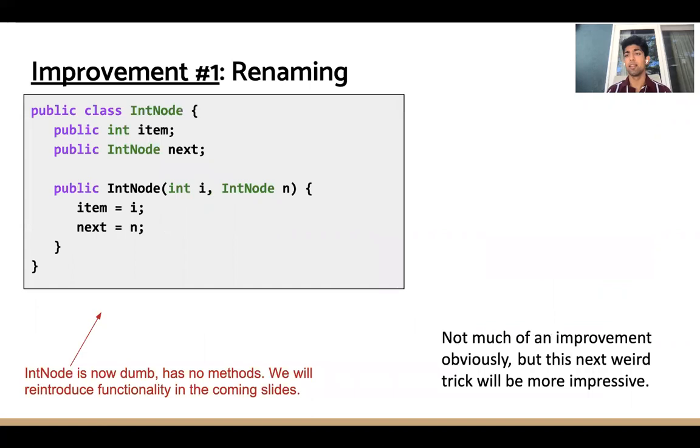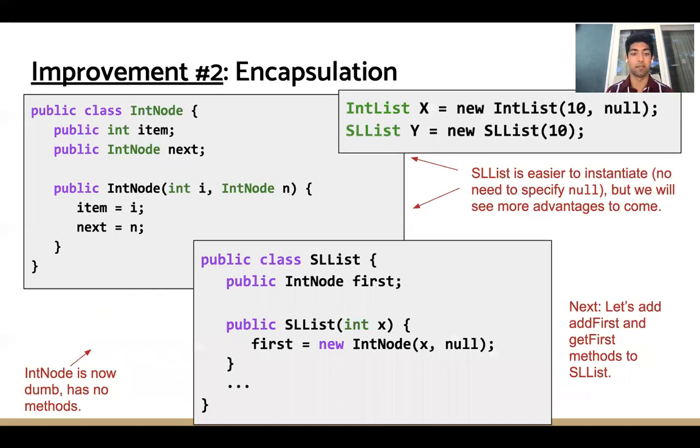So before we get to an SL list, let's first make one small improvement and rename the int list class to int node, okay? The int node is very minimalistic. It doesn't have any methods, and we will see the functionality on this slide, okay? So this slide is very important. It's, I think, the most important slide in this lecture. And what we're doing here is we're introducing the idea of encapsulation.